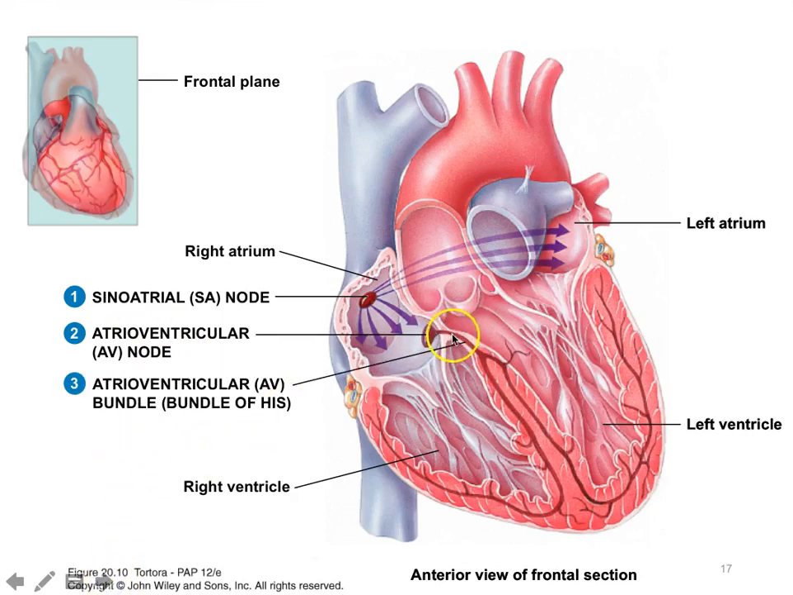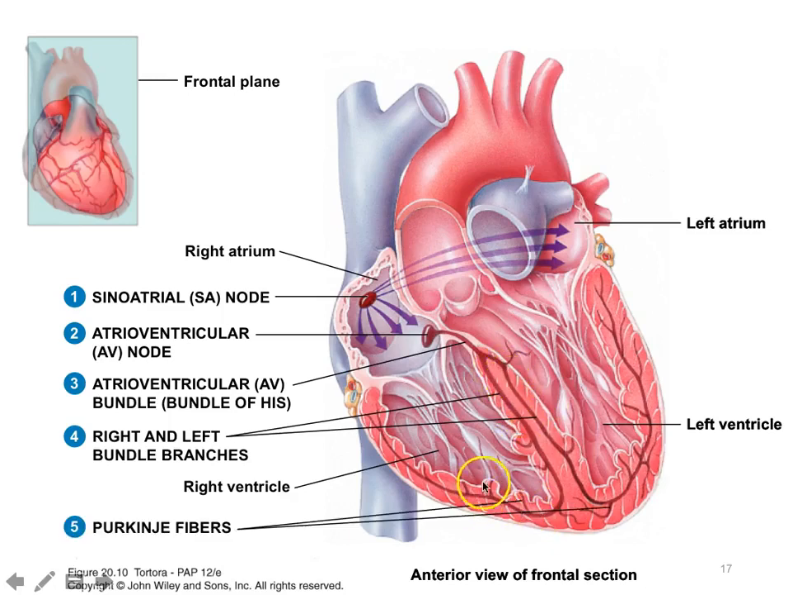From there, they're going to travel down the walls into the ventricles via this atrioventricular bundle, or the bundle of His, and then down that interventricular septum via the left and right bundle branches. And then they're going to split, and they're going to come back up into the ventricles, into the trabeculae carneae, via things called the Purkinje fibers.